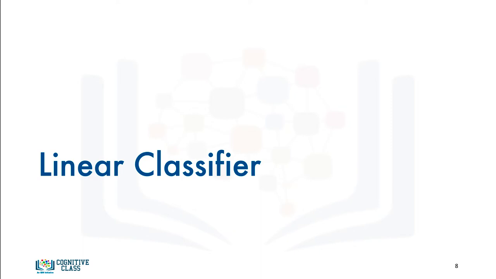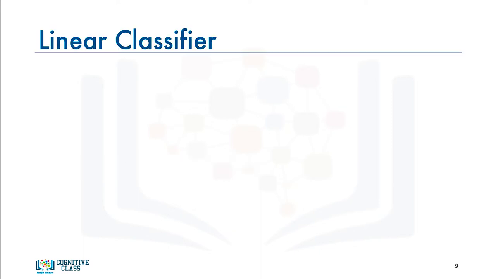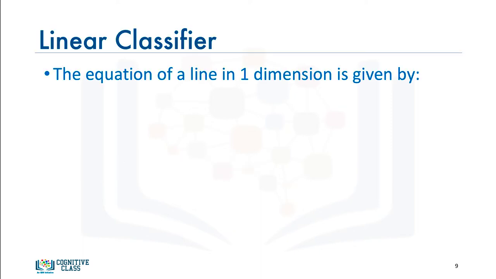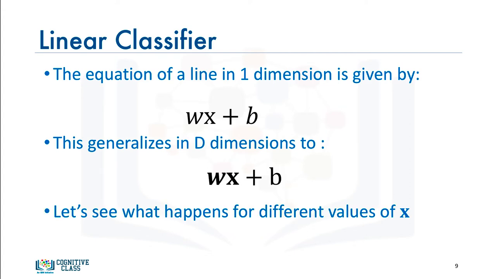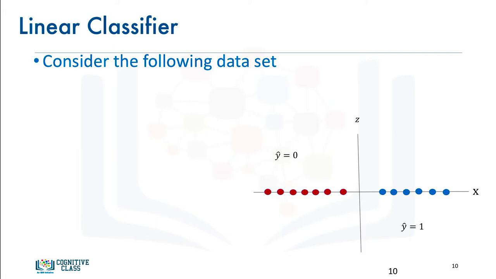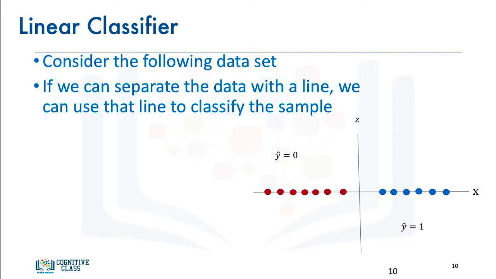Now let's talk about linear classifiers in general. The equation of a line in one dimension is given by the following, where we have the bias term and the slope term, and this generalizes to d dimensions. Let's see what happens for different values of x. We have the different classes, and we'll use the value of z to represent the value of the line. If we can separate the data with a line, we can then use that line to classify the sample.